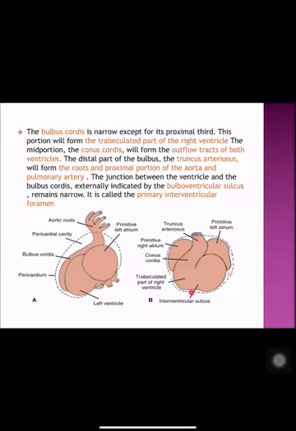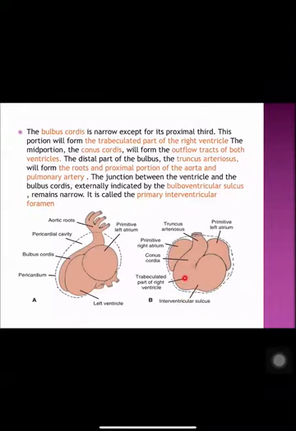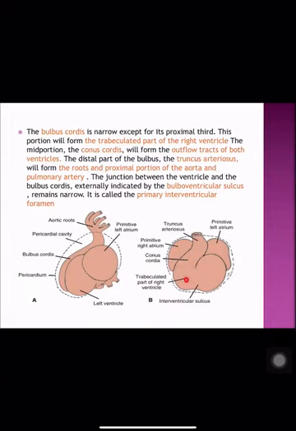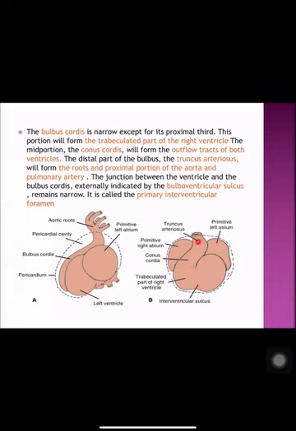The third part we have is called the bulbus cordis. This part will be responsible for the formation of the outflow tract. Now, it will be divided into three portions. The proximal portion, the largest one, will form the trabeculated part of the right ventricle. The conus cordis will form the outflow tract of both ventricles, and the distal portion, the truncus arteriosus, will form the root and the proximal portion of the aorta and the pulmonary artery.